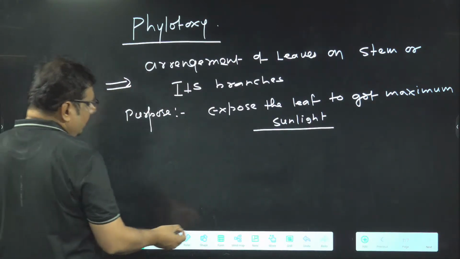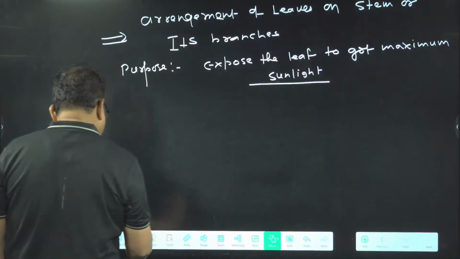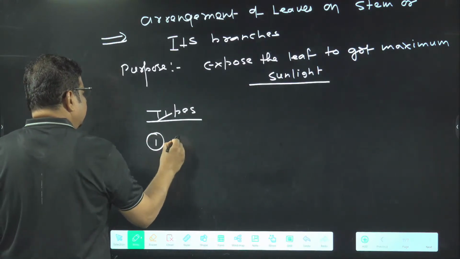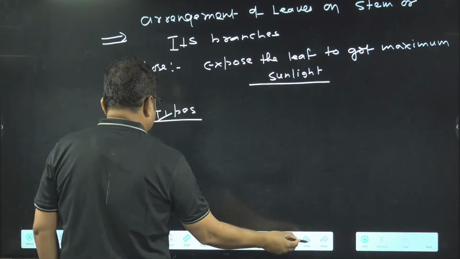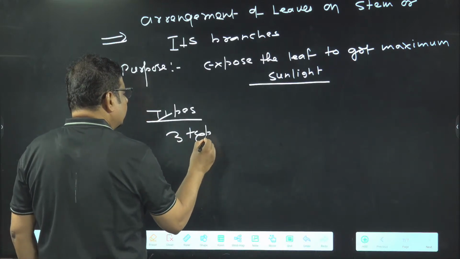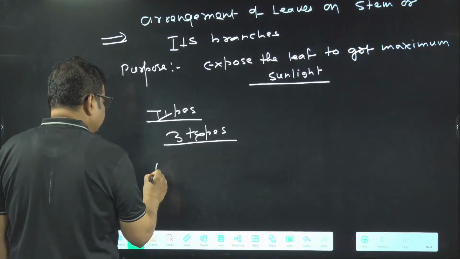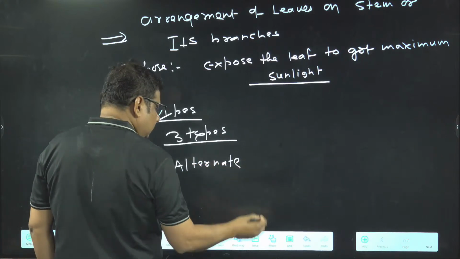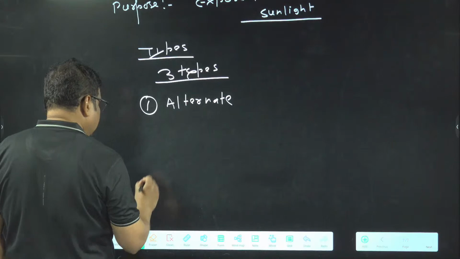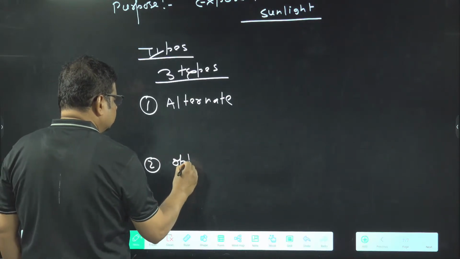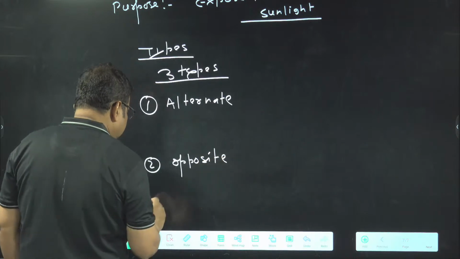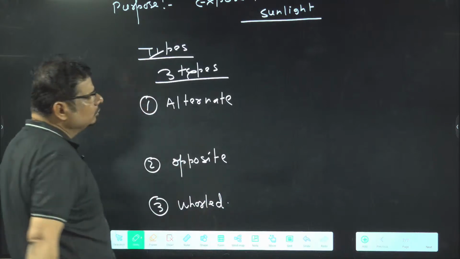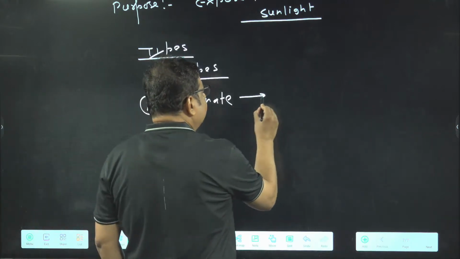Now we are going to deal with the types of phyllotaxy. How many types are there? Three types are there. The first type is alternate phyllotaxy. The second type is opposite phyllotaxy. And the third type is whorled phyllotaxy. How do they differ from each other? Look at the alternate phyllotaxy.